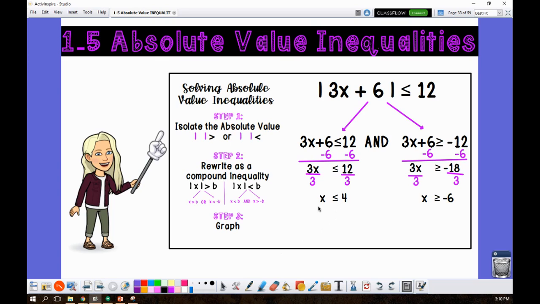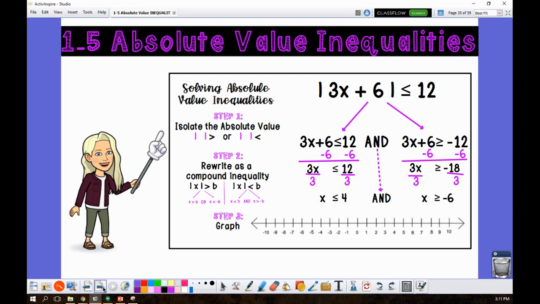That's going to give me x is less than or equal to 4 over here, and x is greater than or equal to -6 over here. Don't forget that you need to bring down that and to compound these two inequalities together. And now we have this compound inequality that we know how to graph.